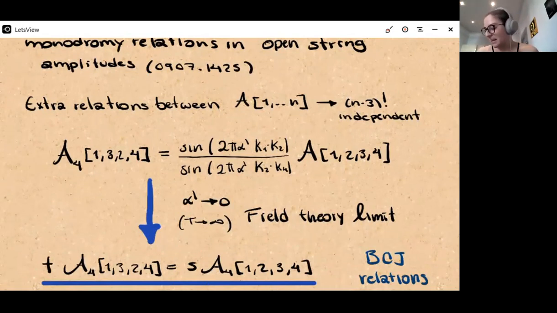And yeah, this is like the first example of this extra relationship. And when you say, okay, it comes from the low energy limit of string theory, it's not very clear why should it hold for field theory? It's probably just an accident. It's probably only something that holds in string theory, but we'll see later that this is actually more broad.